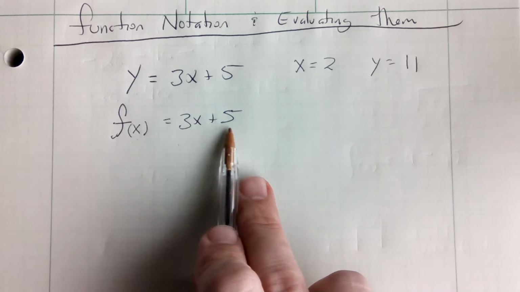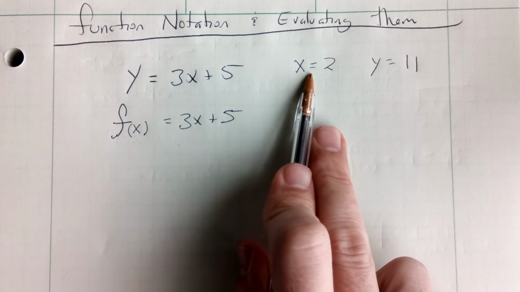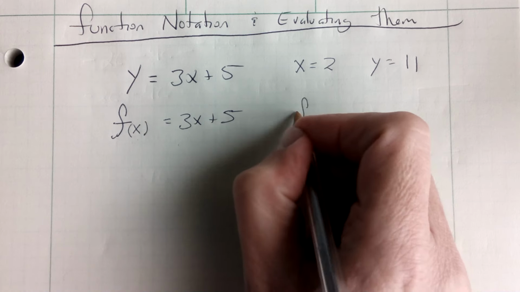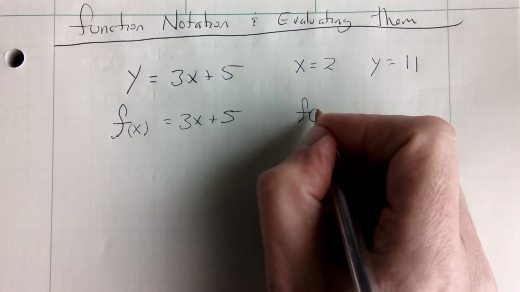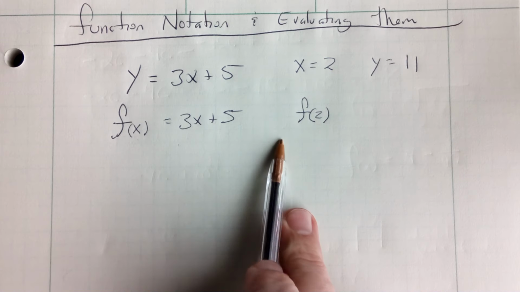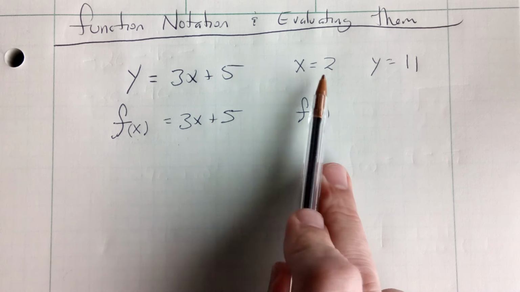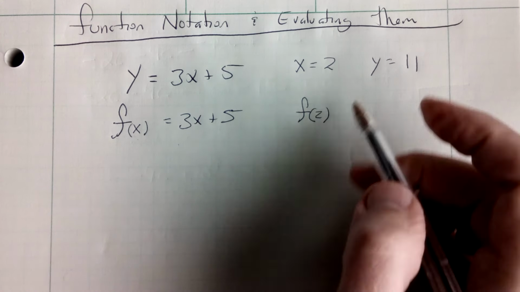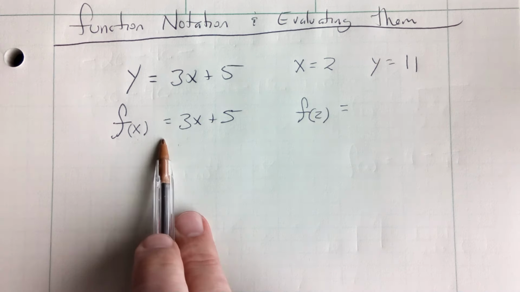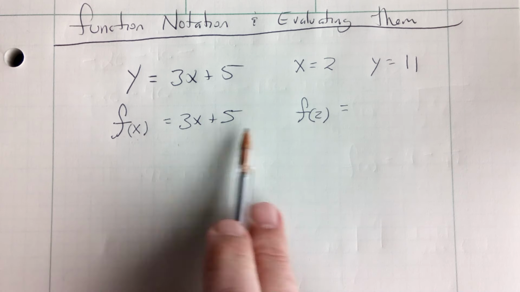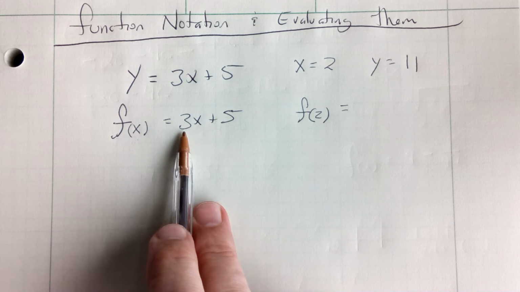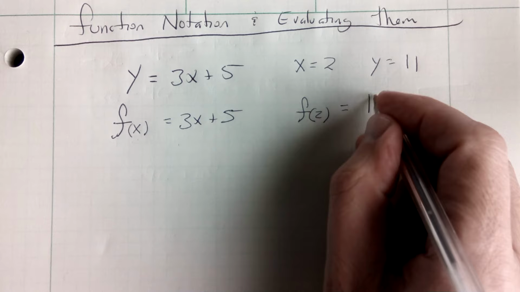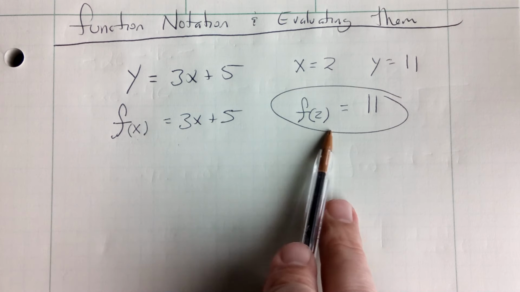In function notation, we don't say x equals 2. What we say is, evaluate the function, or what is f of 2? That means exactly the same thing as asking what is y when x equals 2. So we just look at this expression and replace the x with a 2. What's 3 times 2? It's 6. 6 plus 5 is 11. So f of 2 is 11. It means exactly the same thing.